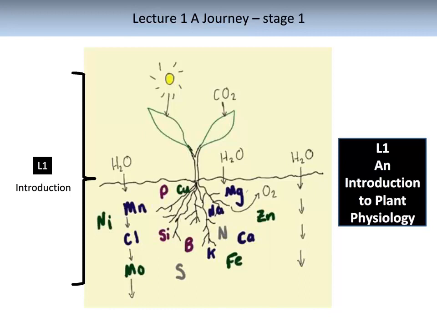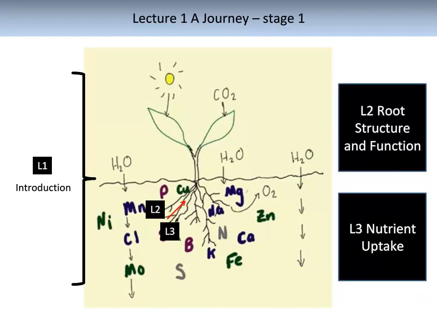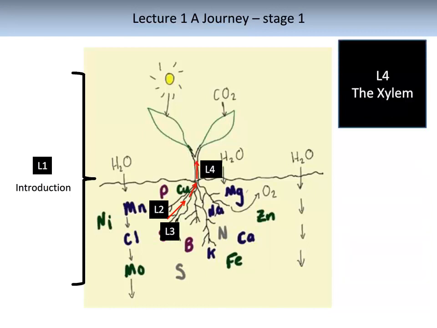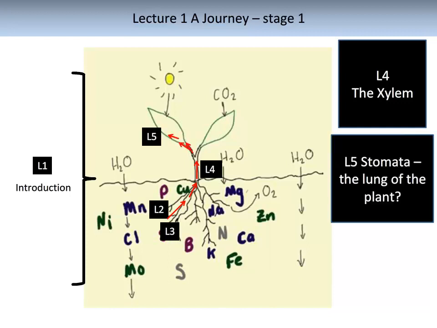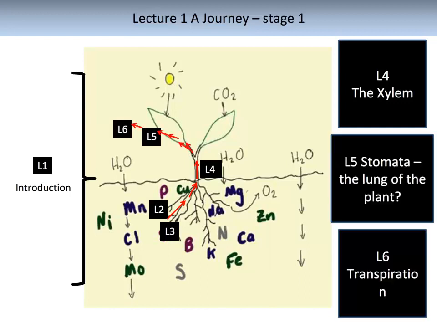First of all, you've had an introduction to what plant physiology is. In Lecture 2, we will look at root structure and function. We will hypothesize that there is a water molecule entering the root, and you will learn about the structure and how this is enabled. This will be followed by a lecture on nutrient uptake. Lecture 4 will introduce you to the xylem. In Lecture 5, you will learn about the stomata. Lecture 6 will introduce you to transpiration, the movement of water through the plant.